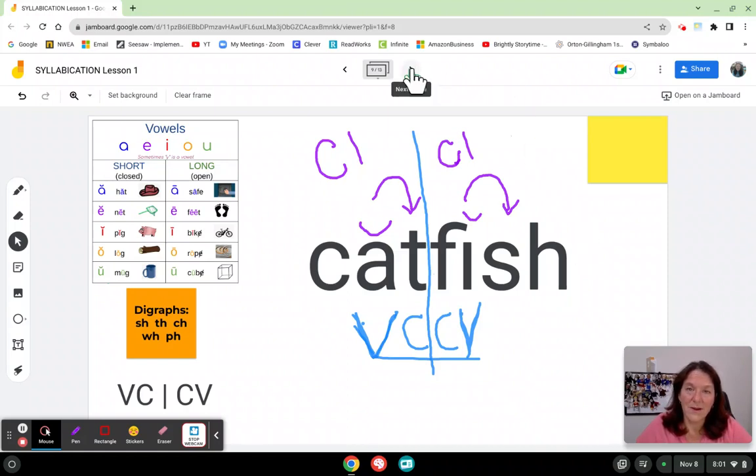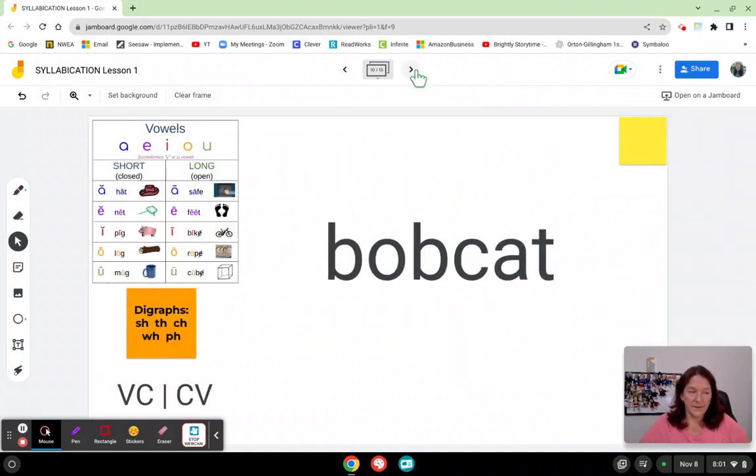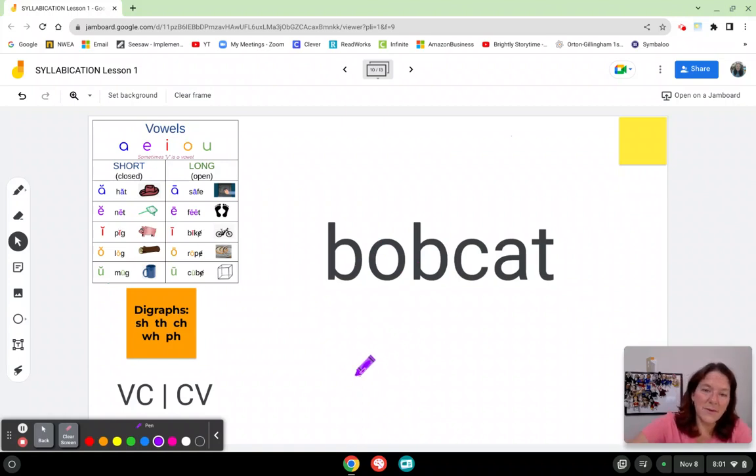All right, we're going on to the next word. Okay. Next word. Here's our next word. Remember what we do? Yes, we find our vowels first. So we have a B, O, there's a vowel. So I'm going to write V for vowel. I go B, C, A. Oh, there's another vowel. I'm going to write vowel there and then draw my bridge.